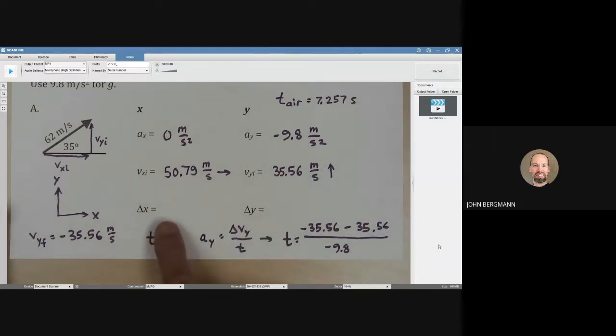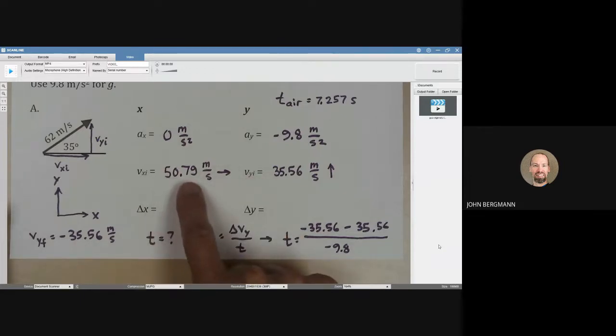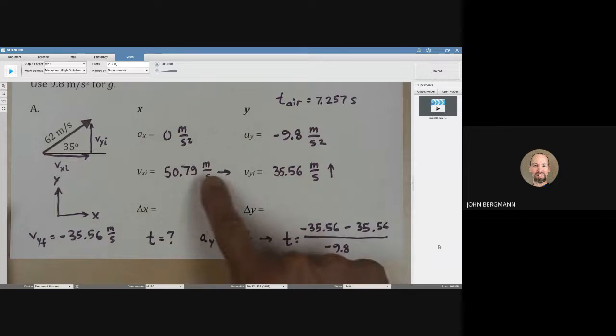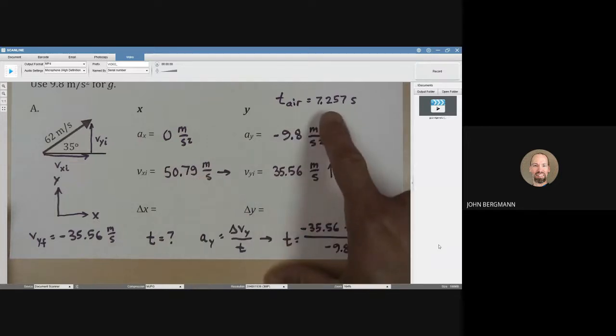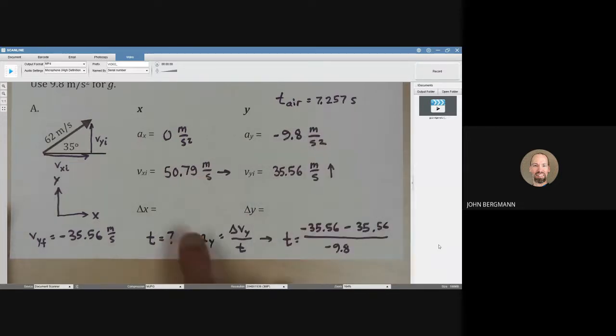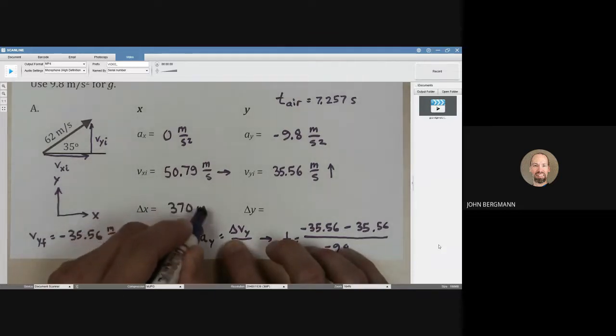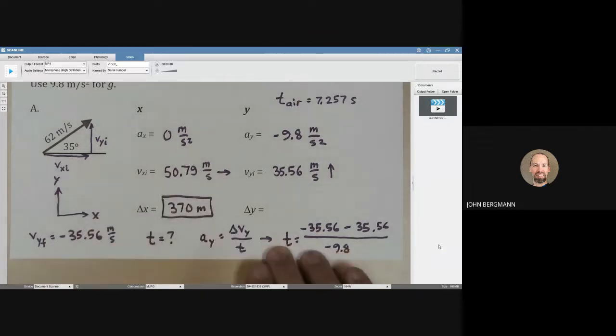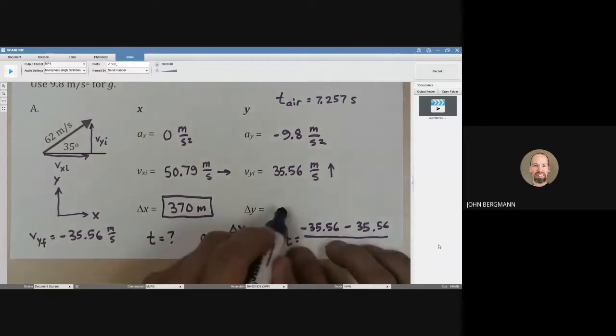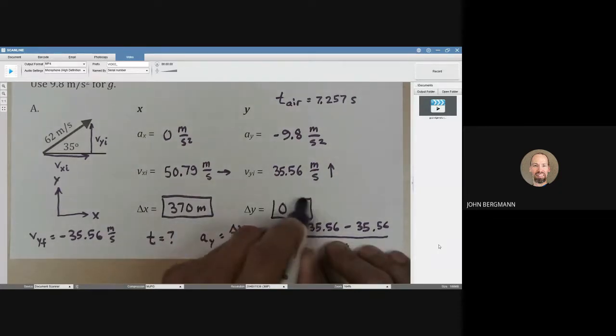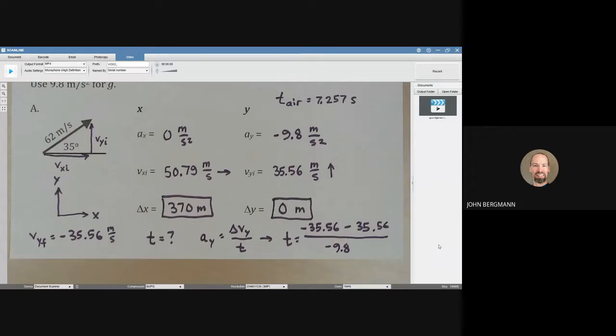How far will it go? It will go 50.97 meters per second to the right, for each of 7.257 seconds. And that gives me a number of about 370 meters. Delta y, well, delta y total for the whole trip, delta y is 0. It lands at the same elevation that it was launched from, just about 370 meters downrange.